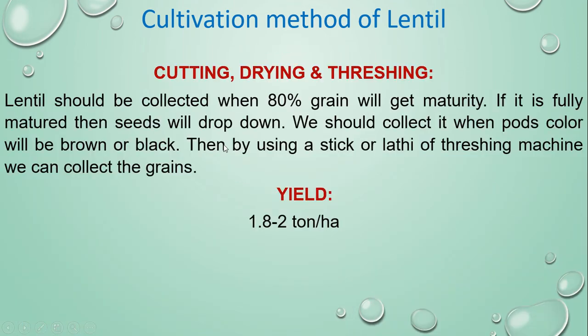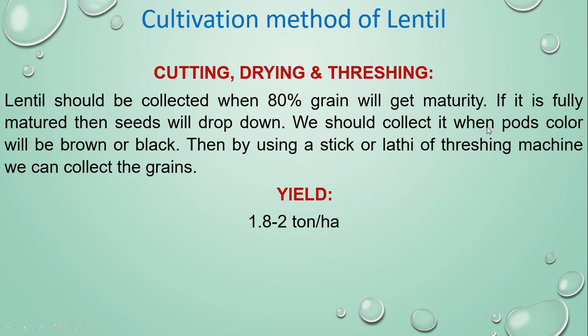And at the end of the cultivation, after that you have to cut the plant, dry the plant, and thresh. Lentil should be collected when 80% of the grain has matured, and it is fully matured when seeds drop down. That means when the plant's fruit or pod drops down underneath onto the soil, at that time you are able to understand that the grain or the lentil plant fruit is matured. At that time you have to cut down the plant.